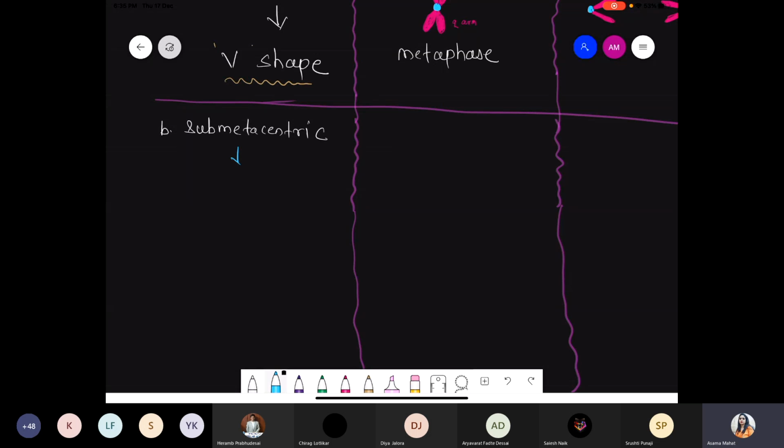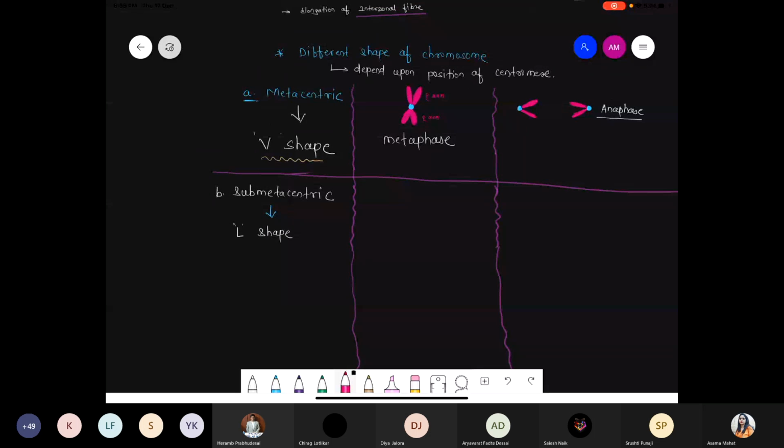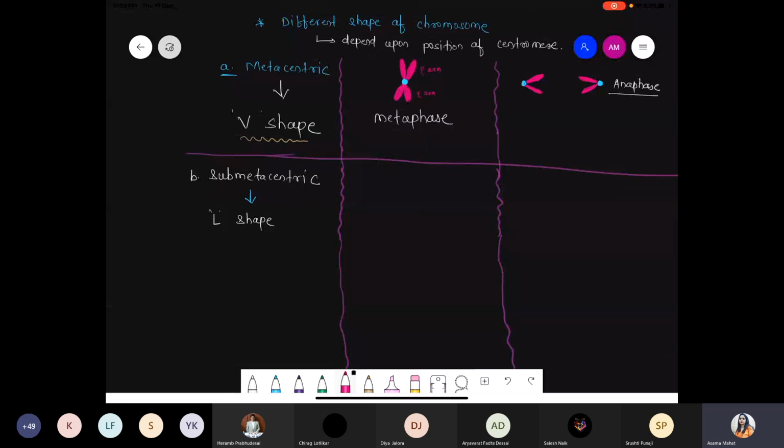And during the submetacentric condition, we obtain the shape of the chromosome. Basically, these are the L shape. Which shape? L. We'll try to understand how exactly it looks. एक काम करना, ये जो diagram है ना, this one middle part. So whatever give the title, this one.